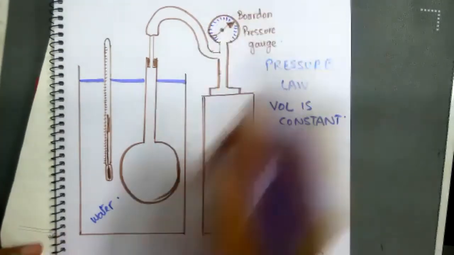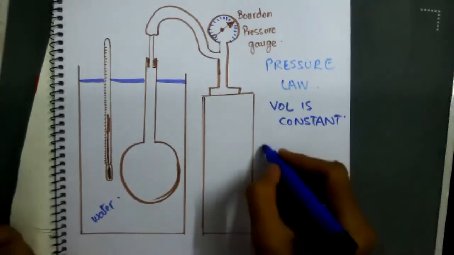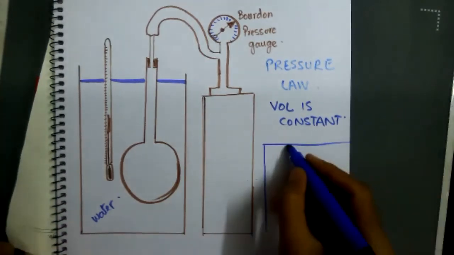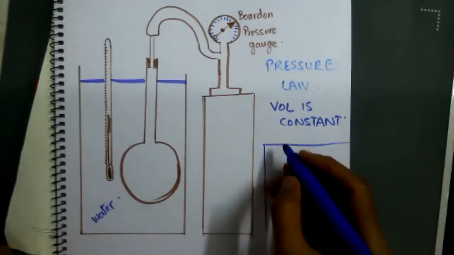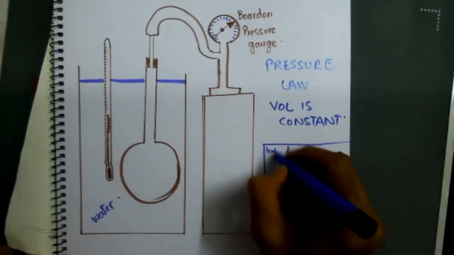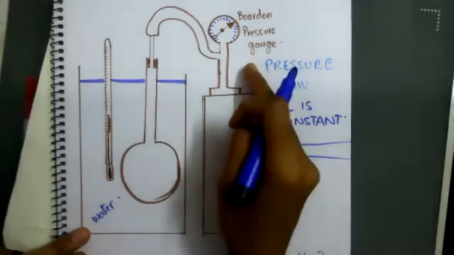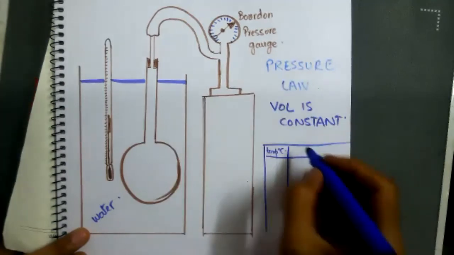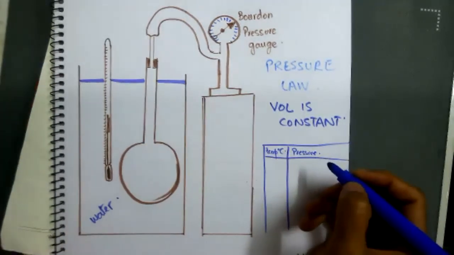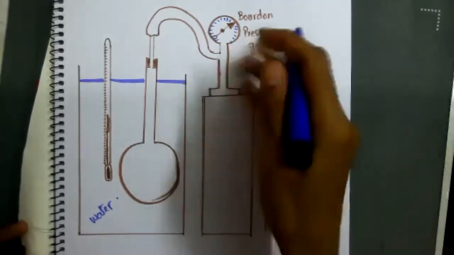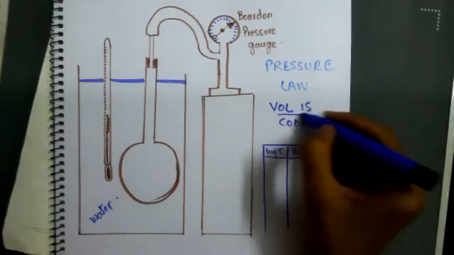Again we will make a table with two columns of values. One would be of temperature, because we are trying to study the relationship of temperature against pressure this time. The pressure unit can be pascals, can be atmosphere, whatever, depending upon the instrument you're using. And the volume in this case is constant.